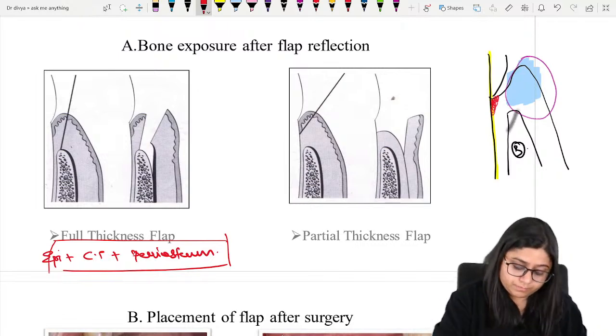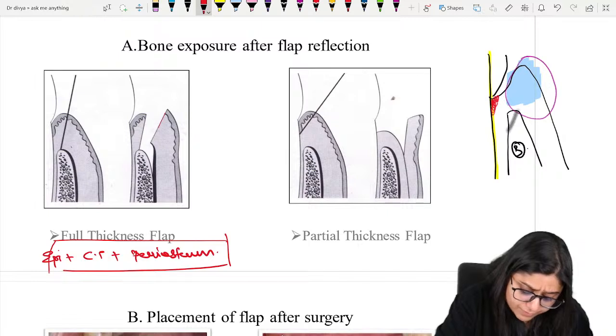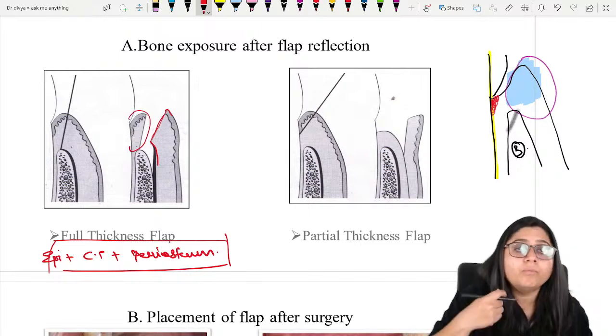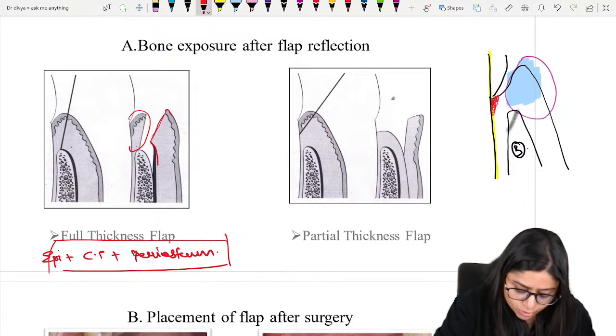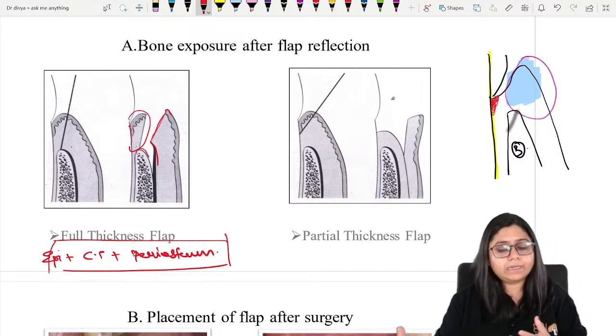See here, in this picture you can see that the whole flap has been raised. Now we can directly visualize the bone. This tissue will be removed with the help of a curette or by cutting. We can remove this tissue, so we will be able to see the tooth here. We will be able to see the bone and do the treatment accordingly.